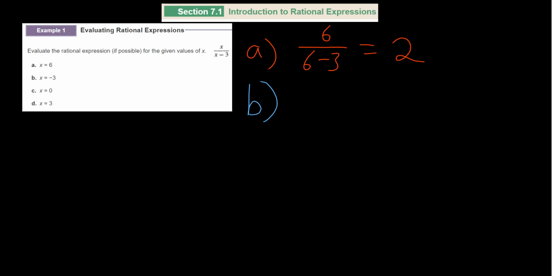For B, we're plugging in a negative 3, so we have negative 3 over negative 3 minus 3. Nobody likes negatives, but they're not hard to go through once you get used to them. So this is a negative 3 over, well, negative 3 minus 3 is a negative 6. A negative over a negative results in a positive number, and 3 over 6 is 1/2.